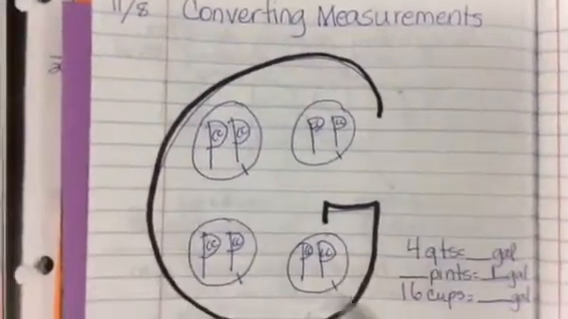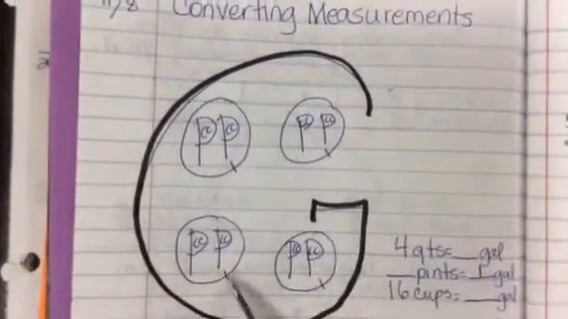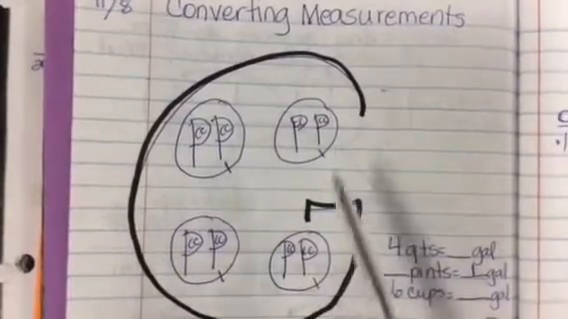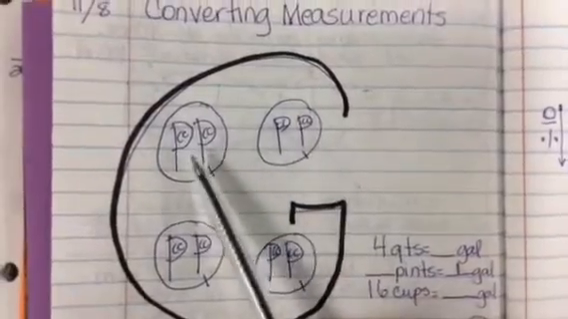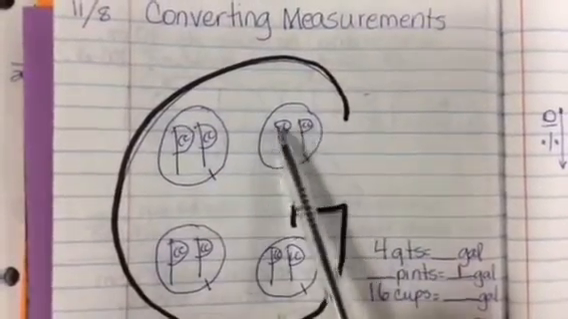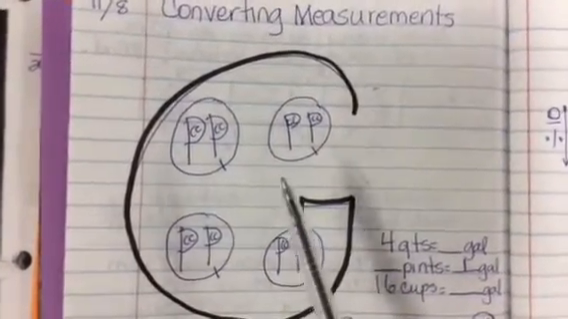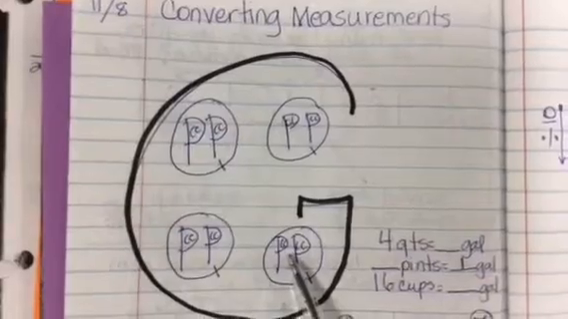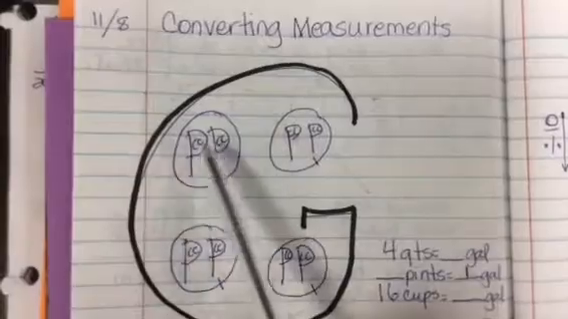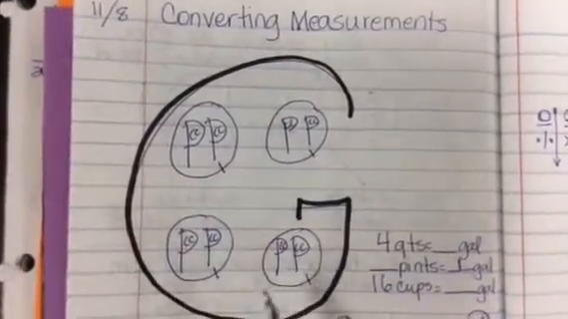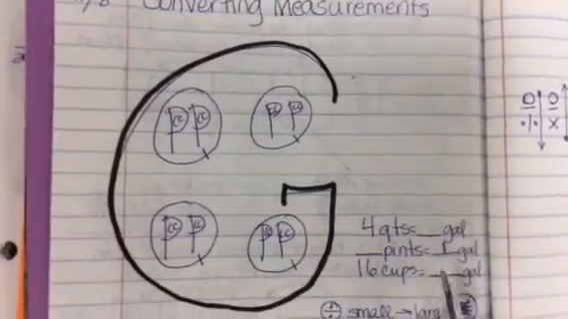So I have the giant G for gallon man. Inside each gallon are 4 Q's, which stand for quarts. Inside each quart are 2 pints, so I have my P's. Inside each pint are 2 cups. So I can see there are 4 quarts in 1 gallon. There are 2, 4, 6, 8 pints in 1 gallon. And there are 2, 4, 6, 8, 10, 12, 14, 16 cups in each gallon. So go ahead and write this down and fill it out.